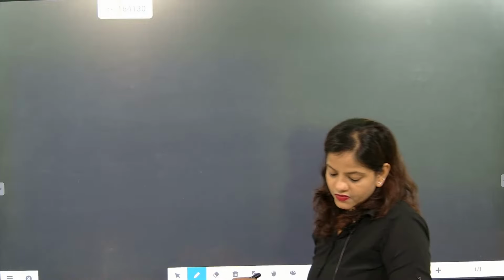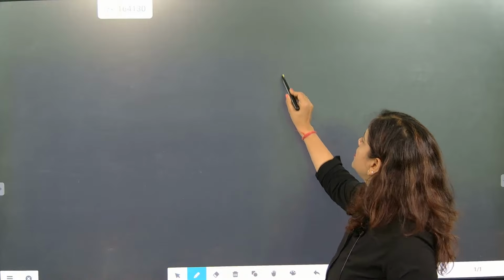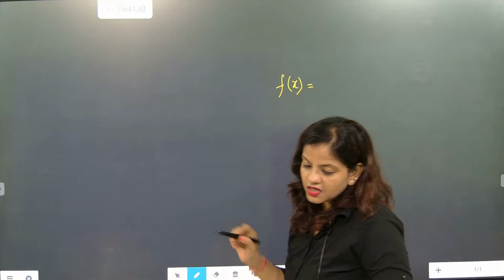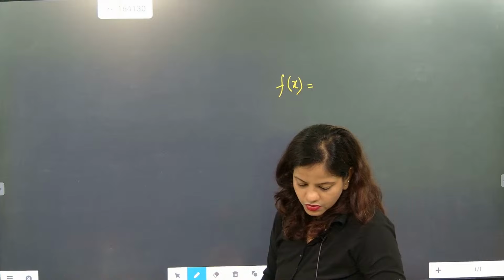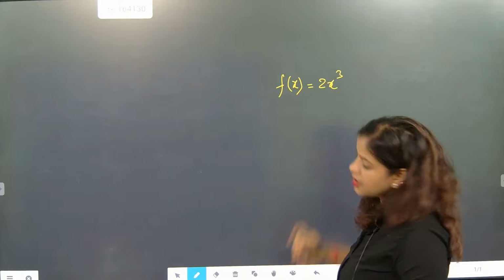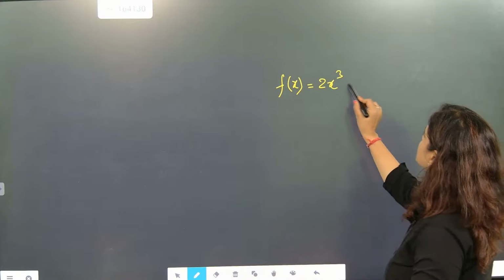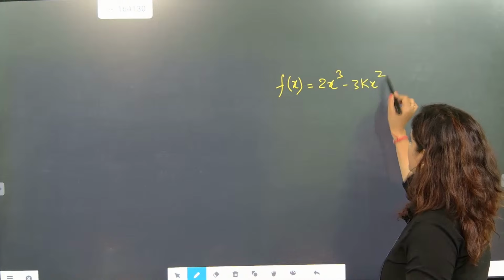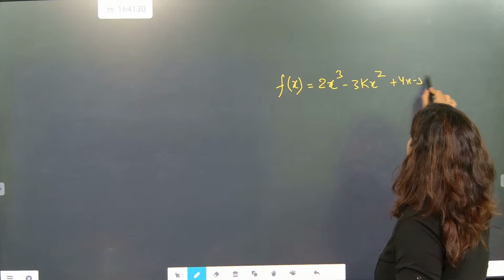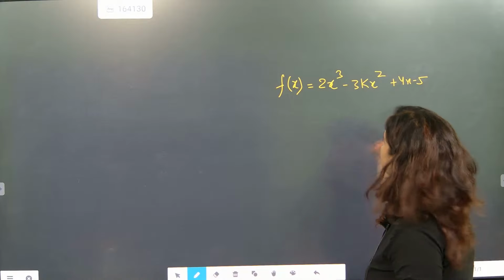Now the next question is a case study, one 3 mark question. The sum of the zeros of the polynomial f of x is equal to 2x cube minus 3kx square plus 4x minus 5. You check very nicely here. Then find the value of k.